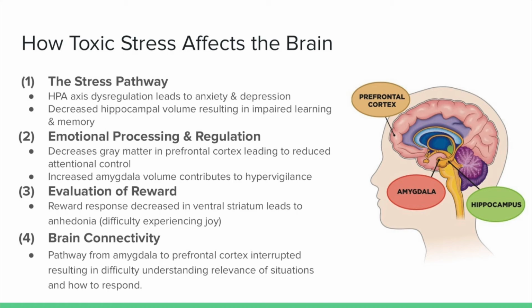Fourth, brain connectivity. The pathway from the amygdala to the prefrontal cortex is interrupted, decreasing the activity in the default mode network and increasing activity in the salience networks. This reduces self-related thinking while frequenting shifts in attention. This results in difficulty understanding the relevance of situations and how to respond to them.